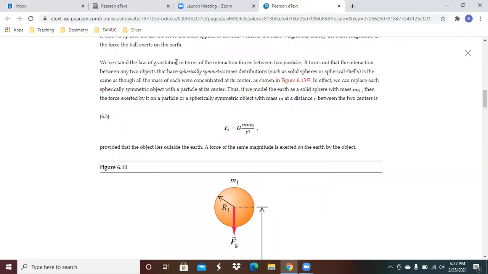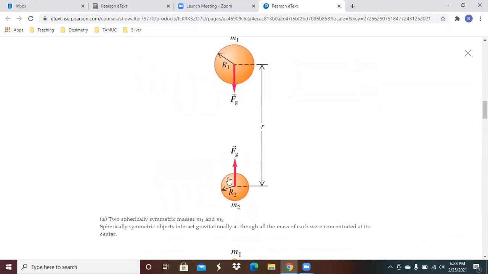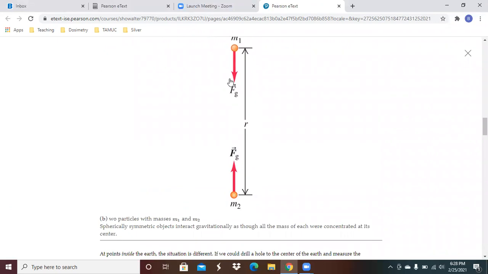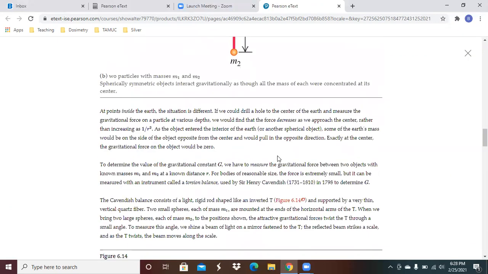So we've stated here the laws of gravitation in terms of the interaction between two particles. The interaction between any two objects that have spherically symmetric mass distributions, such as a solid sphere or spherical shells, is going to be the same as though all the mass were concentrated at its center. So in other words, if we take these objects and condense them down to a center, we can still model the gravitational force on each object.